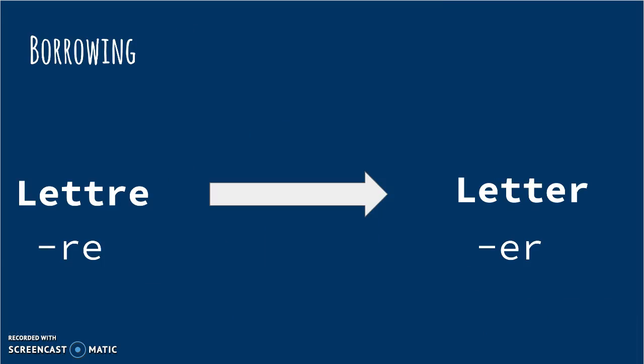An example of a word that we borrowed is letter. In Old French, the word for letter is lettre. Over time, you can begin to see that it is easy to pronounce the r sound as the er sound. Other than the slight difference in the suffix ending, the Old French and modern English words are fairly similar.